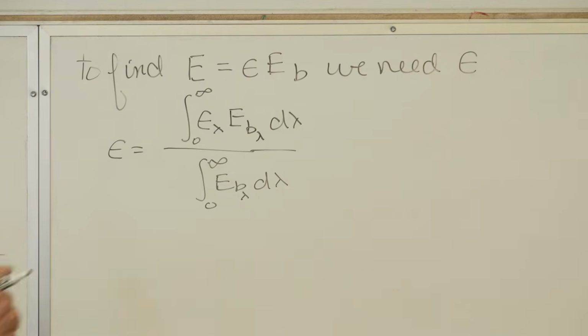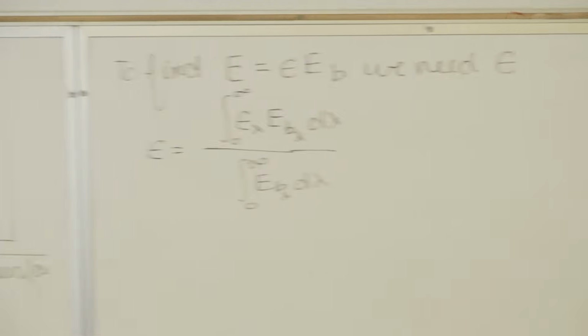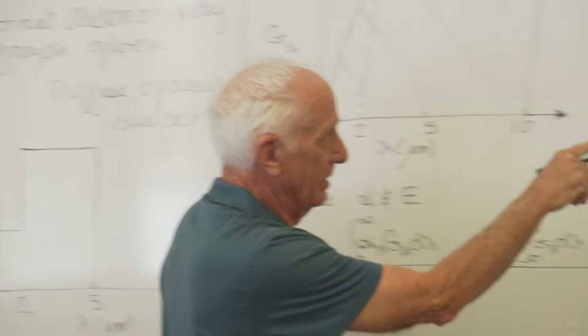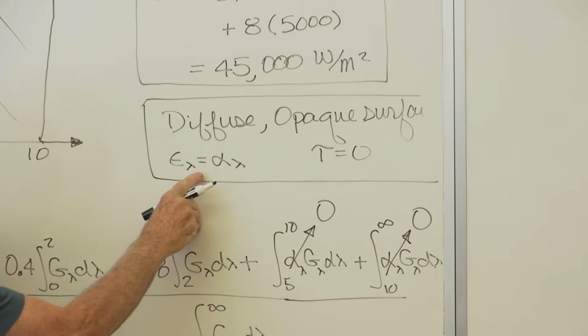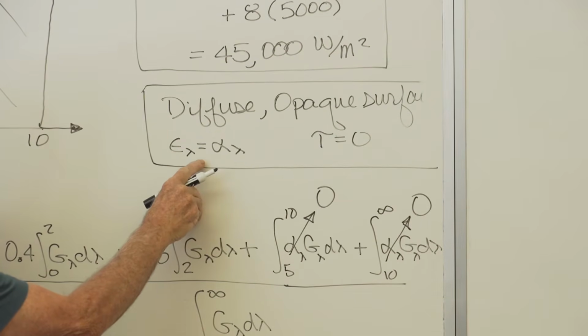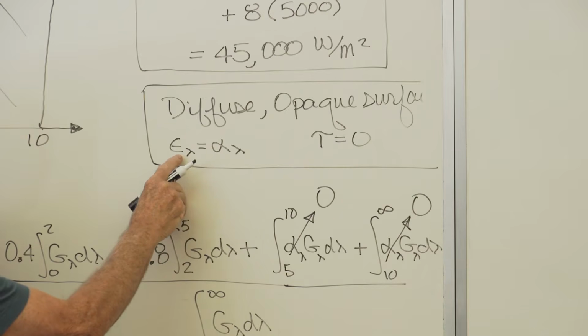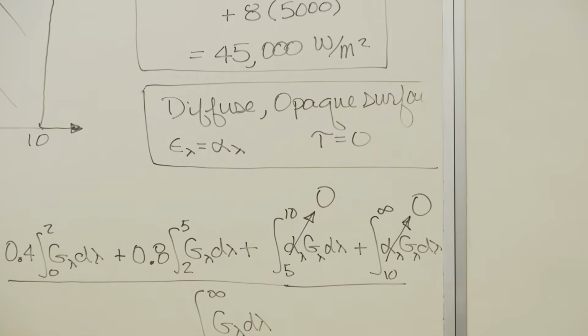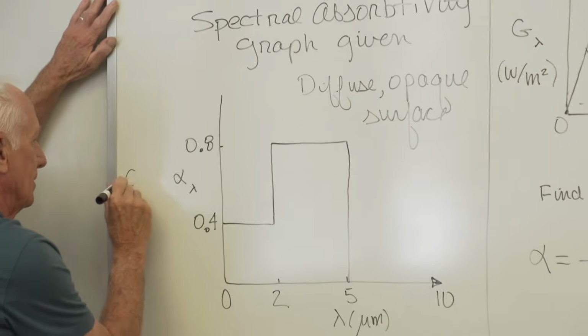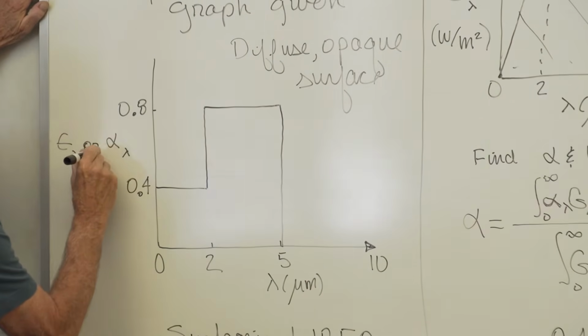So I need epsilon lambda to do this calculation. I don't have epsilon lambda. I was given alpha lambda, but of course, here's the magic word. Problem said the surface is diffuse opaque. Okay, diffuse, we know what that means. Kirchhoff's law. Spectral emissivity equals spectral absorptivity. So if I've given a graph of alpha lambda, it's also a graph of epsilon lambda. So this is a graph of epsilon lambda, or if you want, a graph of alpha lambda.